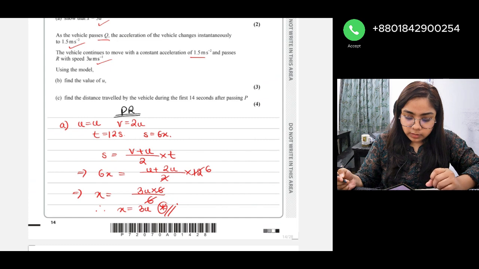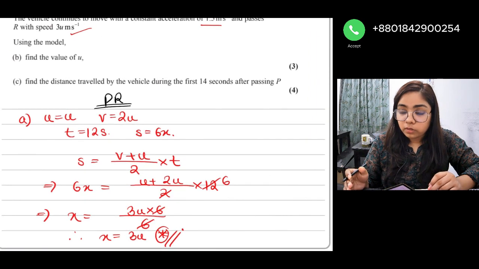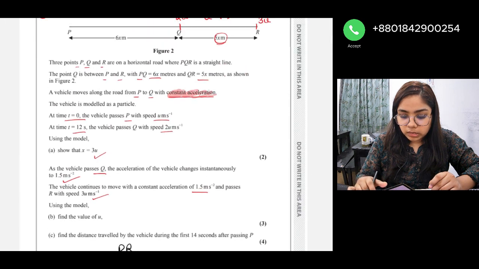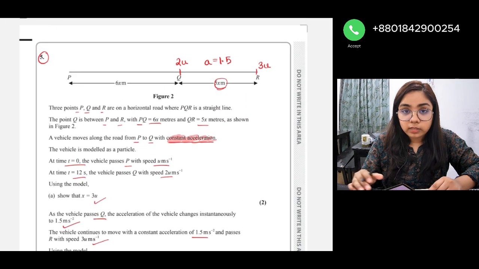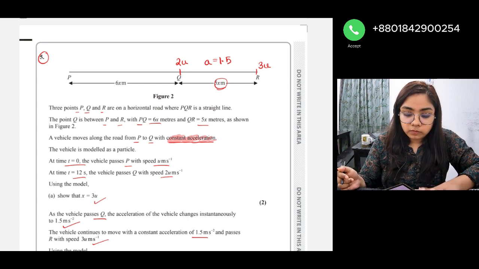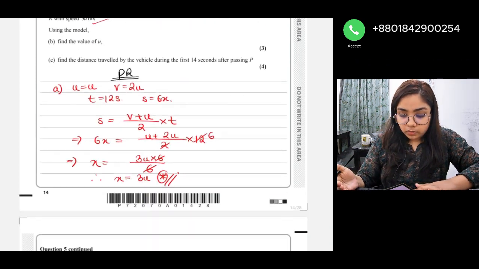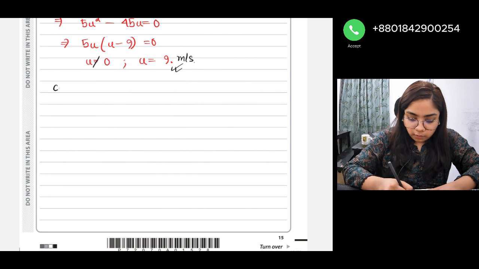We'll move on to part C. It says, find the distance traveled by the vehicle during the first 14 seconds after passing P. We know that for the first 12 seconds, it was only covering the distance of this 6x, right? And we just need to find out the distance traveled during this section only for the next 2 seconds over there, right? Okay, so let's first find out the value for the distance for the first 14 seconds. So for the first 12 seconds, and then again separately find out the distance for the next 2 seconds. Okay, so I'll just break down that 14 into 2 sections. For part C, 12 seconds plus 2 seconds.